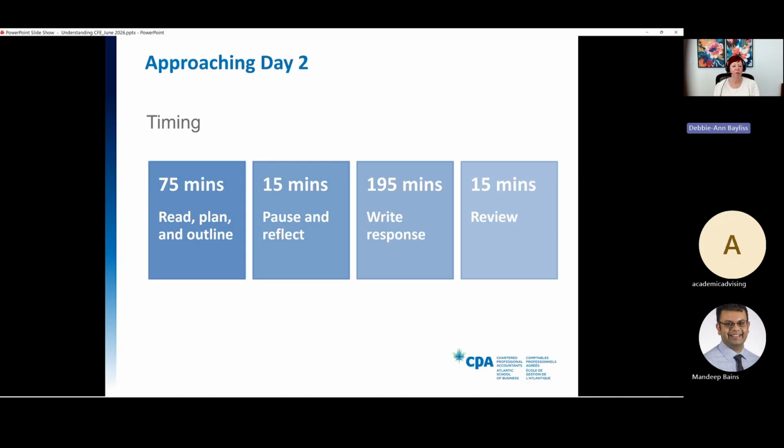So again, let's look at those 4 buckets of time. Recommended that you spend 75 minutes reading and creating your outline. Take that 15 minutes and pause and reflect. What you're really doing is deciding what order you need to do your requirements, and how much time you are going to allocate for each of those assessment opportunities. Then take about 195 minutes to write your response. Remember, save some time at the end so that you can go back and make sure that you've answered everything they've asked you to do.